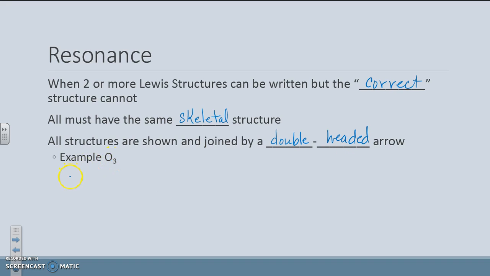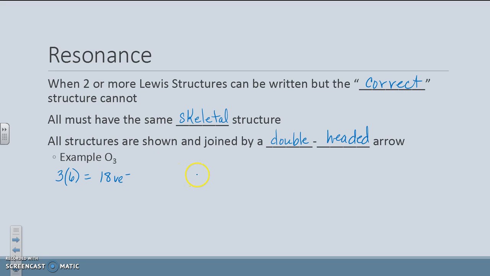Well, let's do the Lewis structure for O3, which is ozone. There are 3 total oxygens, and each oxygen brings 6 electrons, for a total of 18. That's where I got it from.